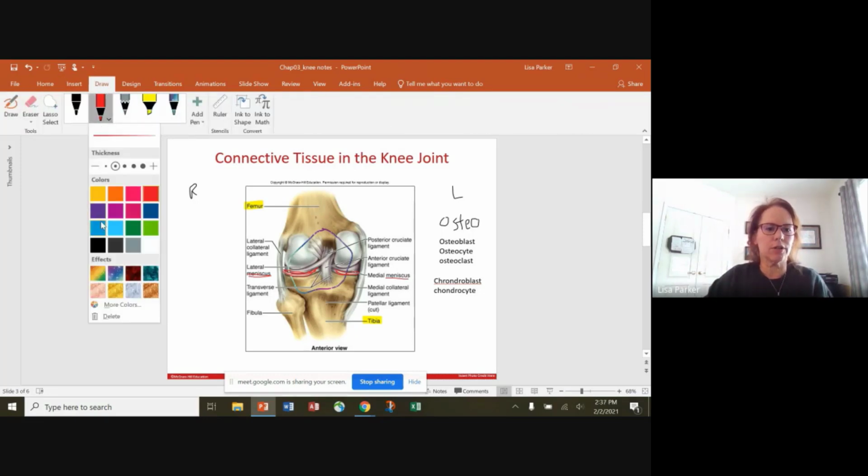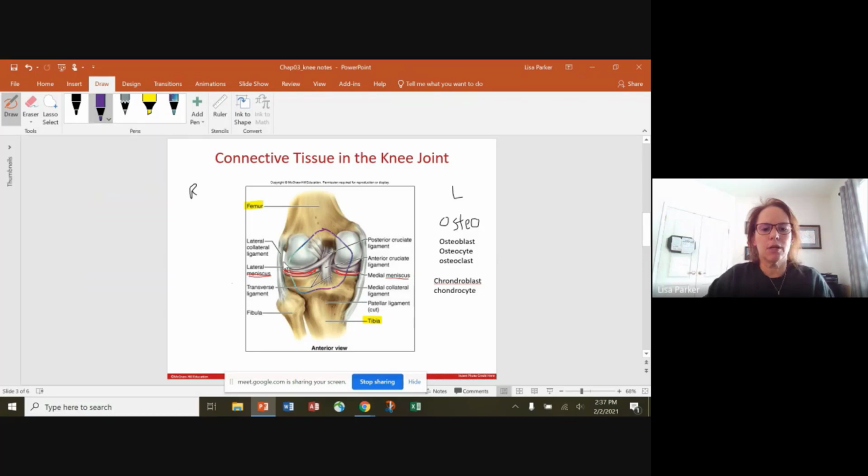Let me see if I can get a different color here. Let's do purple. I like purple. So lots of ligaments. Here's a ligament here. There's ligaments within here, within here, within here. Oops, that was terrible. Within there. So here's the lateral collateral ligament. There's a transverse ligament. There's a medial collateral ligament. There's a patellar ligament, it's been cut away so you can see it, but it basically holds the patella in place and attaches to the big quadriceps muscle.